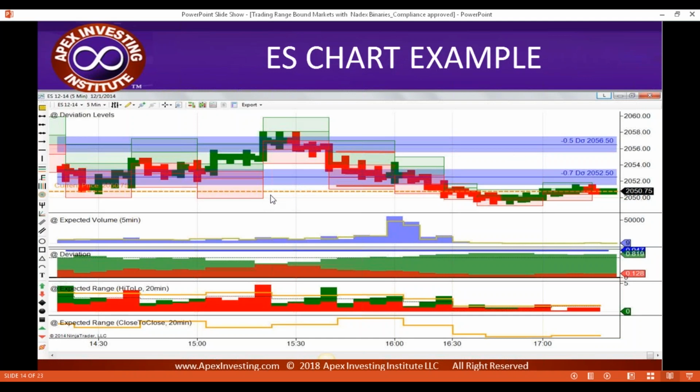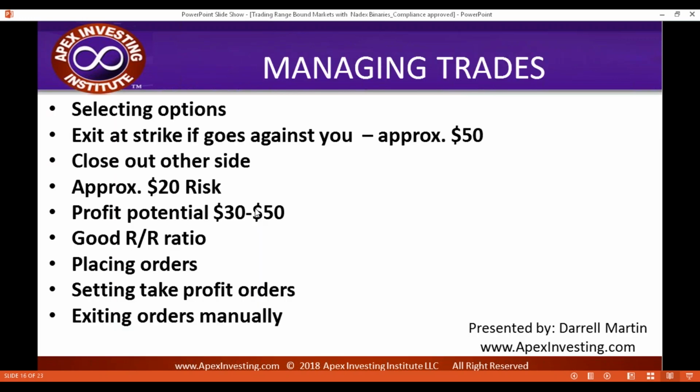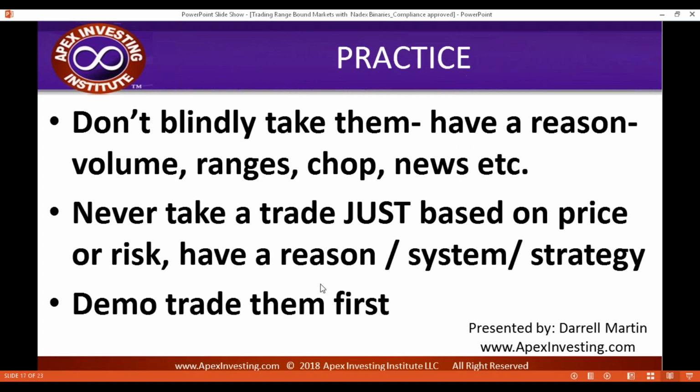So no matter what tools you use to determine what's going on with the market, for this strategy, you need a range-bound market. You want to look for the market staying within some expected ranges. You don't want to see crazy volatility with volume. You want to see lower volume, okay? And you want to make sure that you follow your rules. You exit at the strike if it goes against you, okay? And you exit for approximately 50 bucks, okay?